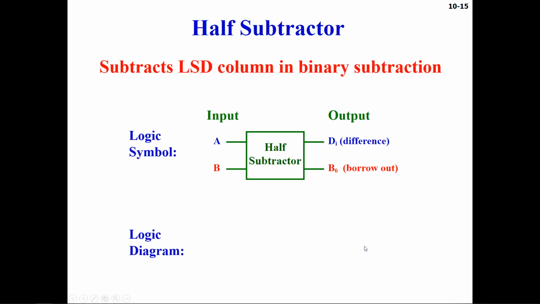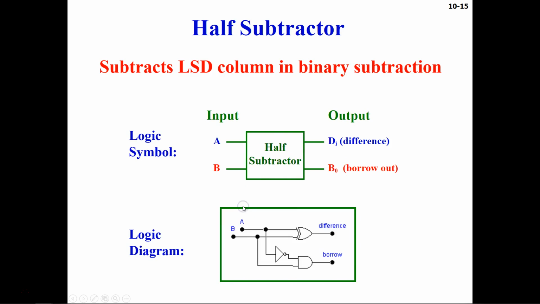Now let's see the half subtractor. So this is the logic symbol of half subtractor. It has two inputs A and B, and the difference is going out, and a borrow, similar to what we saw in the adder. The only thing here, we are subtracting the two inputs. And this is the circuit for the half subtractor.